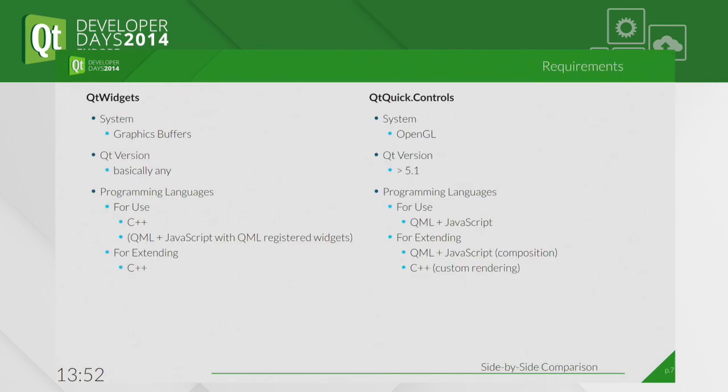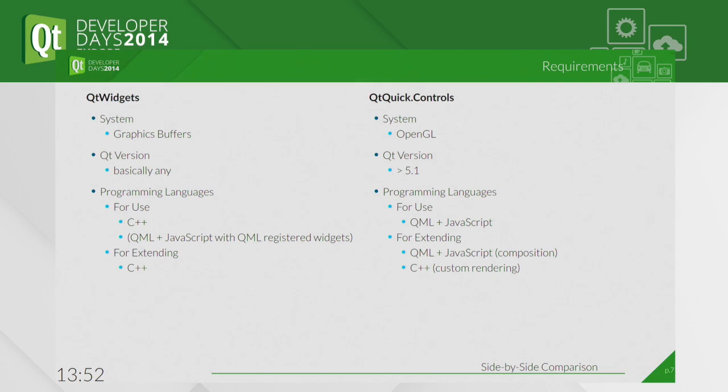Right, so the requirements for those, side by side. The widget system has a very low requirement on the graphics side. It basically requires that the system is able to provide a graphics buffer. Because Qt has a raster engine, all the Qt widgets can be drawn with the raster engine into a graphics buffer, and basically every system that has UI output can provide graphic buffers, right?